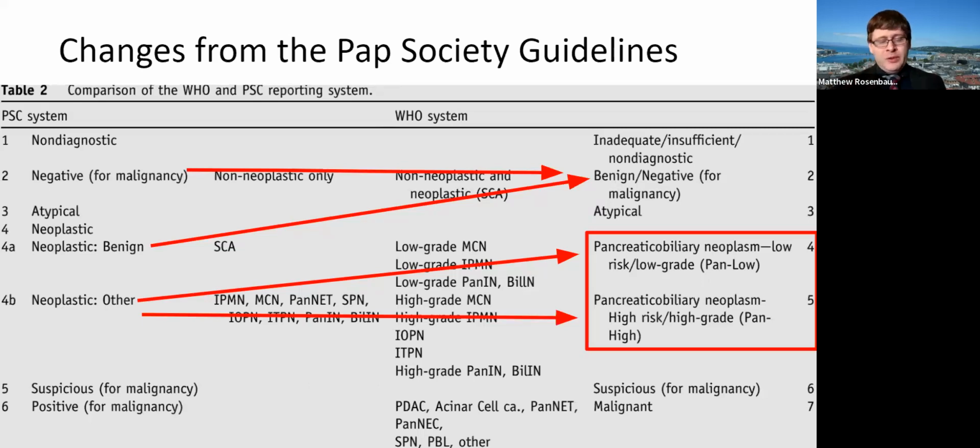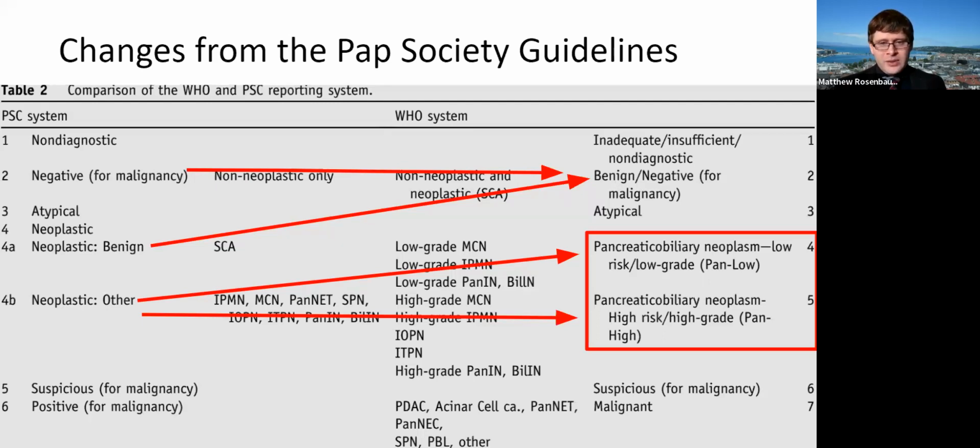Atypical stays the same. It's basically you're just seeing some cellular, low degree of cytologic atypia, but you're not really sure what you're dealing with. There's too little to really categorize. Previously, all the mucinous cysts that we talked about, in addition to neuroendocrine tumors and solid pseudopapillary neoplasms, were all under neoplastic other.